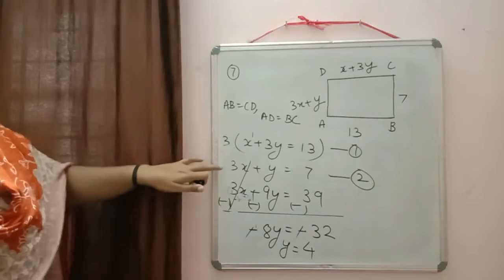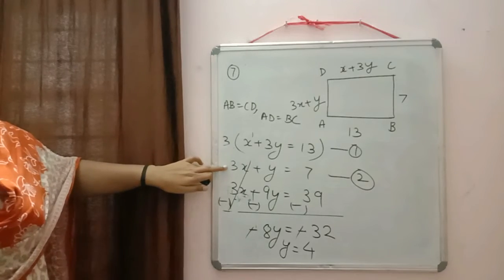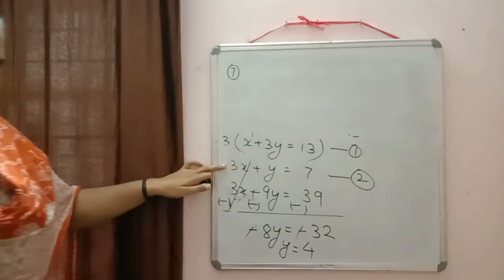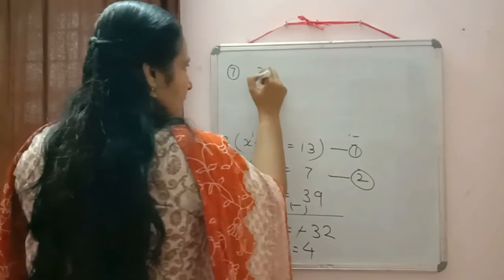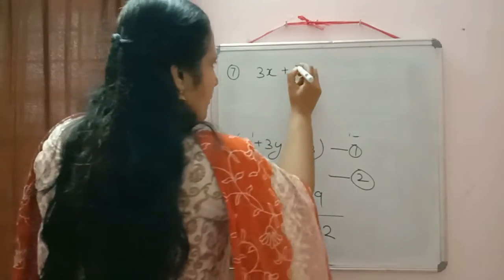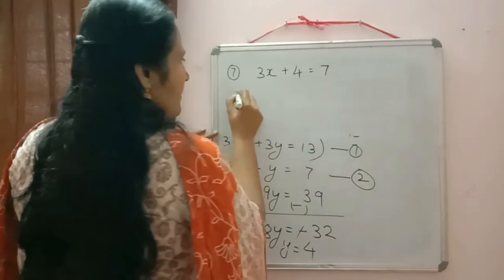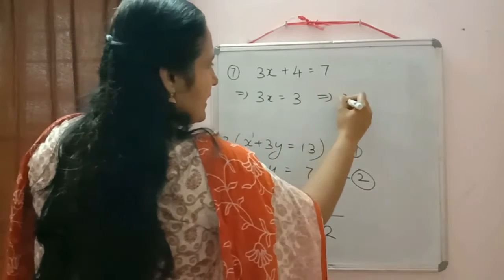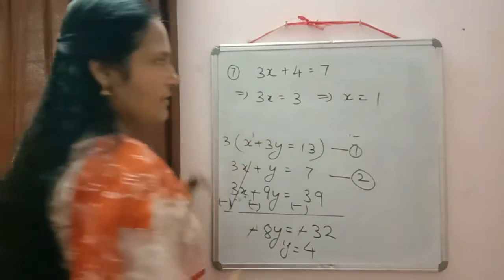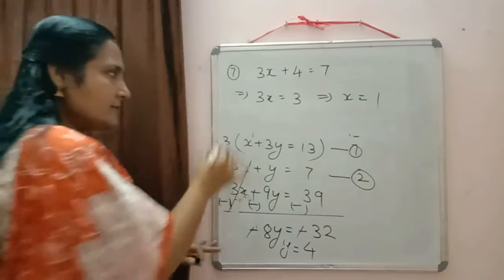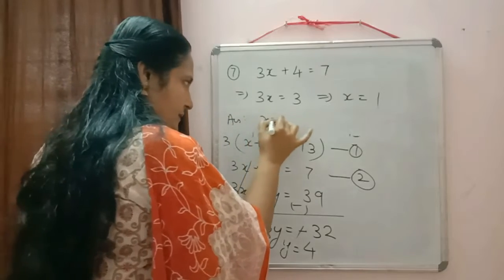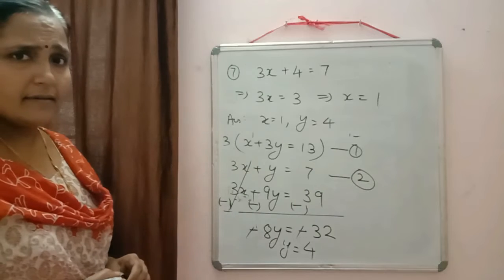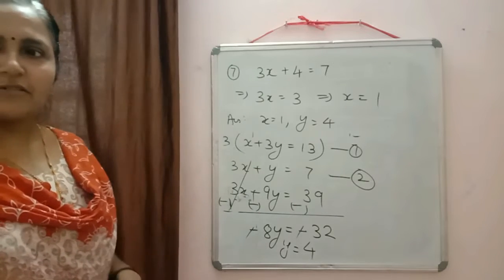So I think in the second equation it will be easy to substitute the value of y. So we are substituting the value of y in equation 2. So it will be equal to 3x plus 4 is equal to 7. So we will get 3x is equal to 7 minus 4, 3. And then x is equal to 3 divided by 3, which will be equal to 1. So at last write down the answer there. x is equal to 1, y is equal to 4. Clear? Okay. So moving on to the next question.